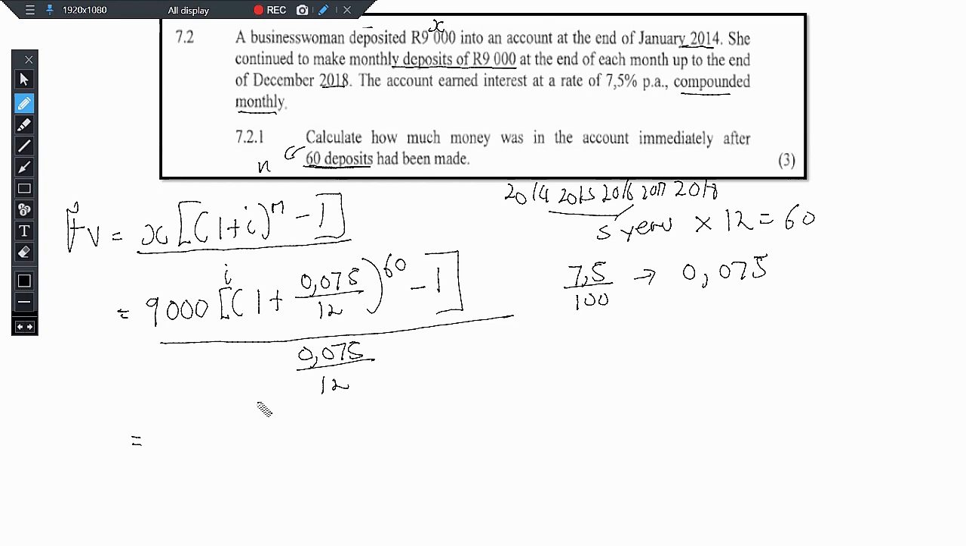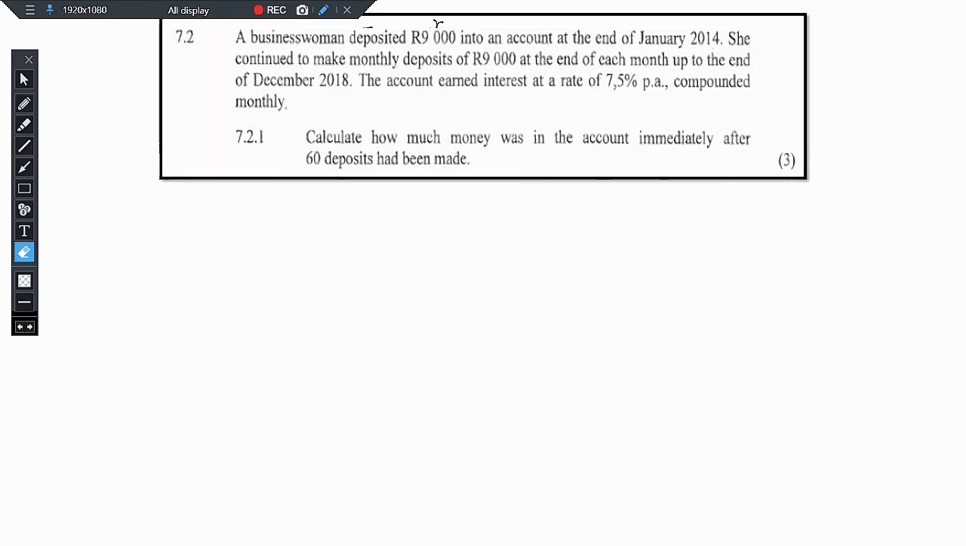Then, if you punch all of that into your calculator, we get 652,743.95, rounded off to 2 decimal places. Remember, as the instruction of the exam, round off to 2 decimal places. Okay, let's proceed and look at another example so that we better understand this concept here.